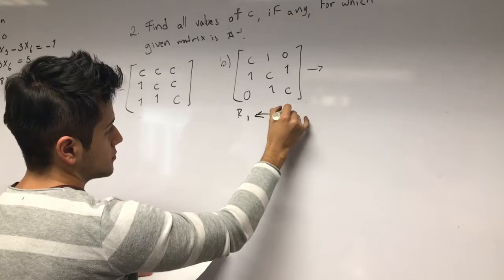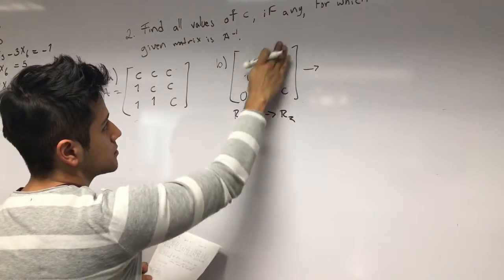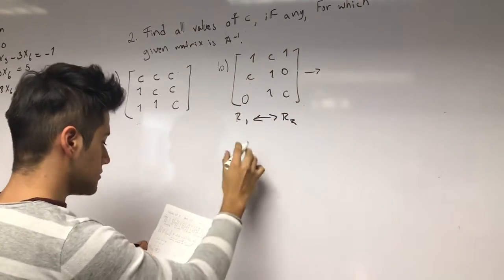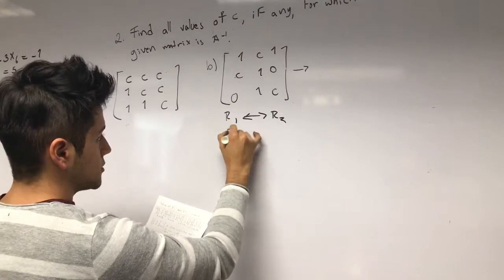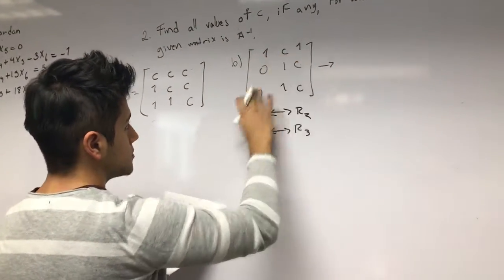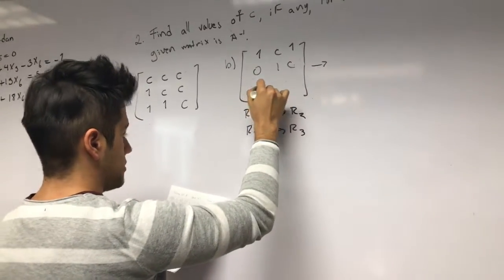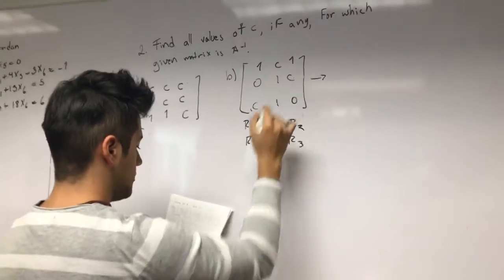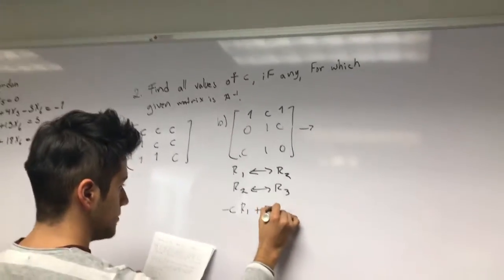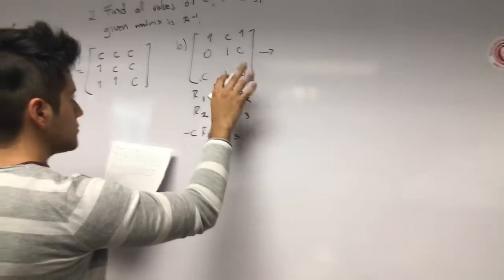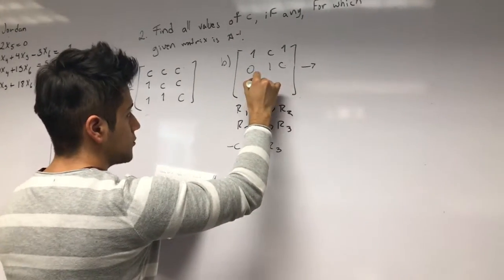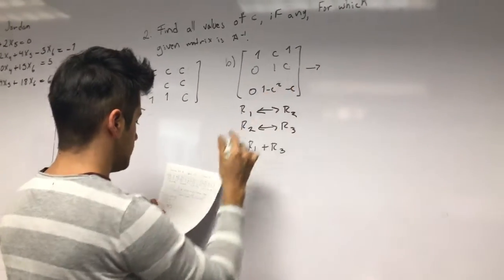We'll change row 1 and row 2. We'll do 1, C, 1, C, 1, 0. We're also gonna change row 2 and row 3: 0, 1, 0, C, and C, 1, 0. After doing this, we're gonna do minus C times row 1 plus row 3. So we find here a 0. Here 1 minus C to the power of 2 and minus C.